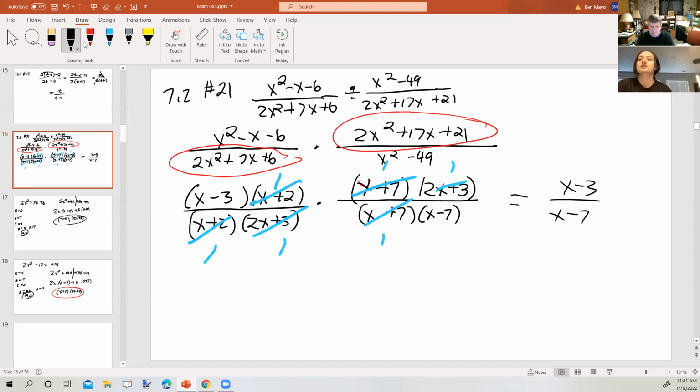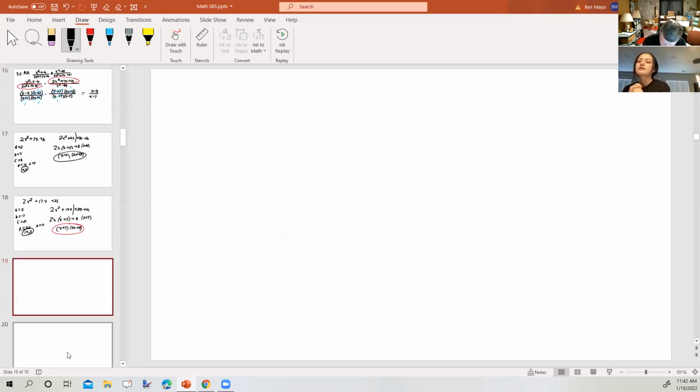I had a quick question. Okay, you know how you crossed out the 2x plus 3's, those little brackets? So it's okay if they're on opposite sides, if that makes sense? Let's talk about that question. That's a good question. Let's look at it.